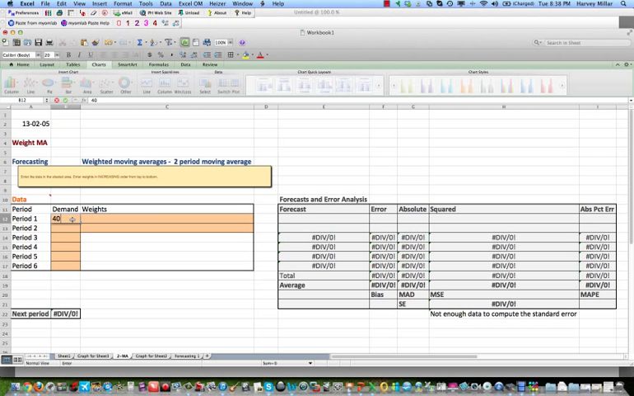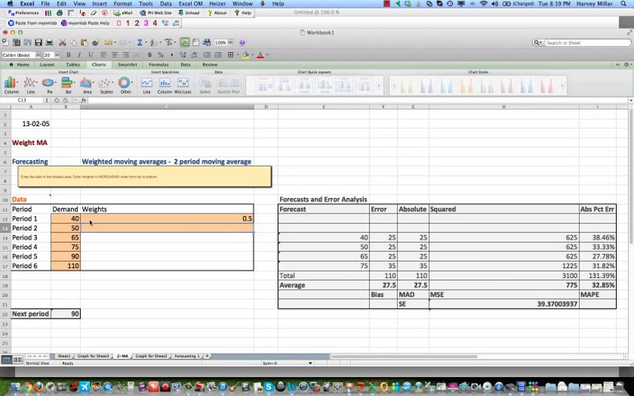40, 50, 65, 75, 90, 110, something like that. And then for now, if I want to make this pretty much the same as a simple moving average, then I just need to make this 0.5 and 0.5. That's essentially a 2-period moving average.